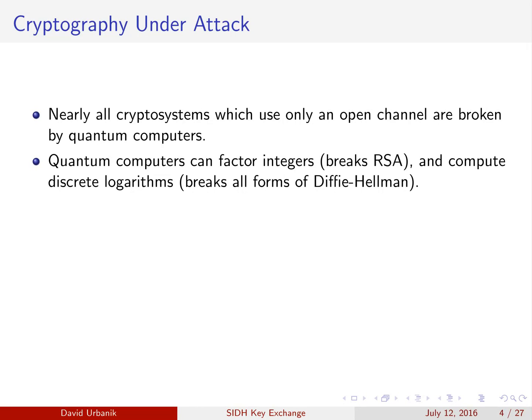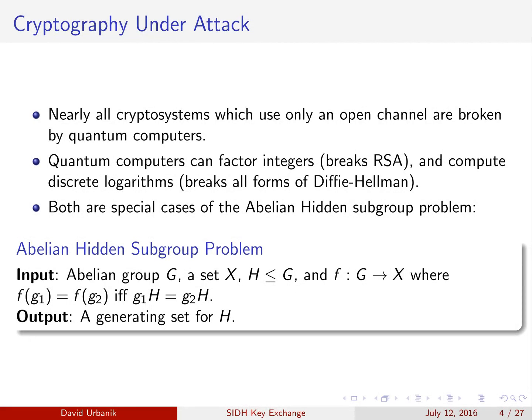And the way they do this is that quantum computers are very good at certain kinds of algorithms that exploit this group structure that is underlying this protocol. So in particular, they can solve this very general problem called the abelian hidden subgroup problem. It's not really important what this is. I just put it on this slide for completeness. But basically, if you have a group G and you have a subgroup H of G and you want to find a generating set for H, then a quantum computer can do that by exploiting some function whose action is defined on the cosets of H.